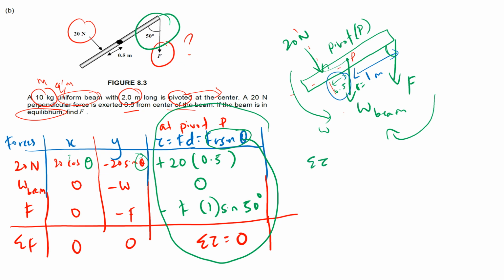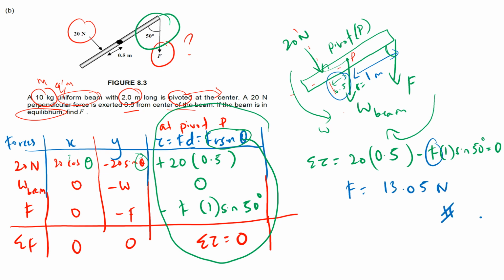So the summation of torque equals 20 times 0.5 minus F times 1 times sin 50 equals 0. Okay, from here, F is the only thing we don't know. So you calculate, and you will get F is 13.05 Newton. So this is the answer.